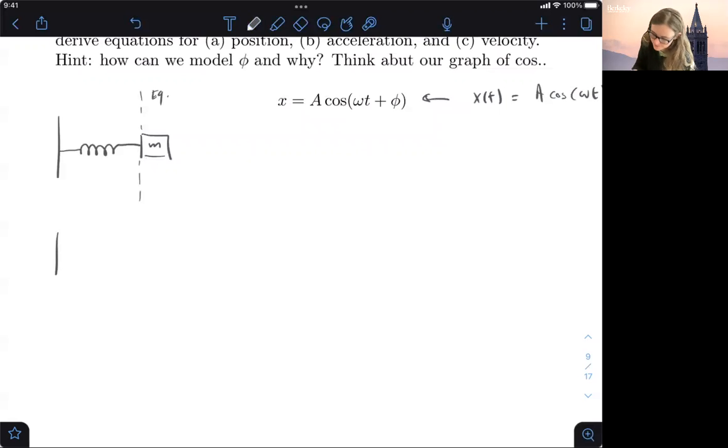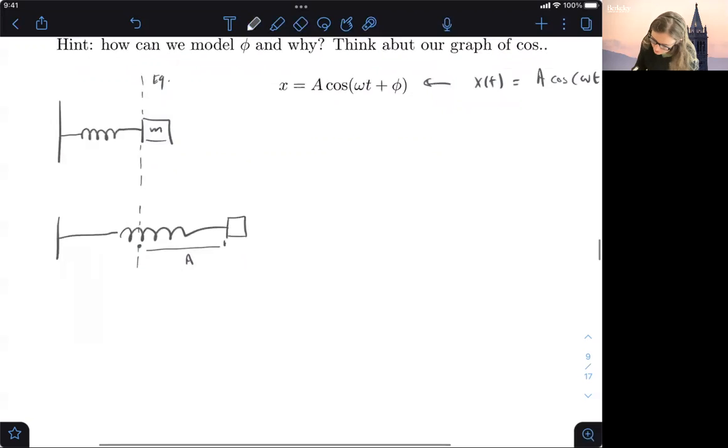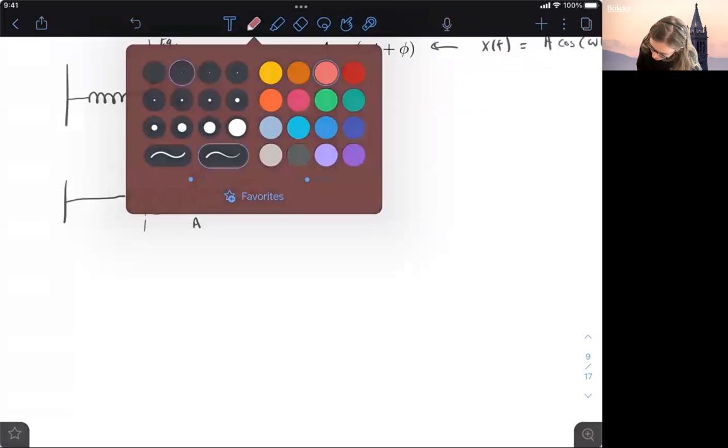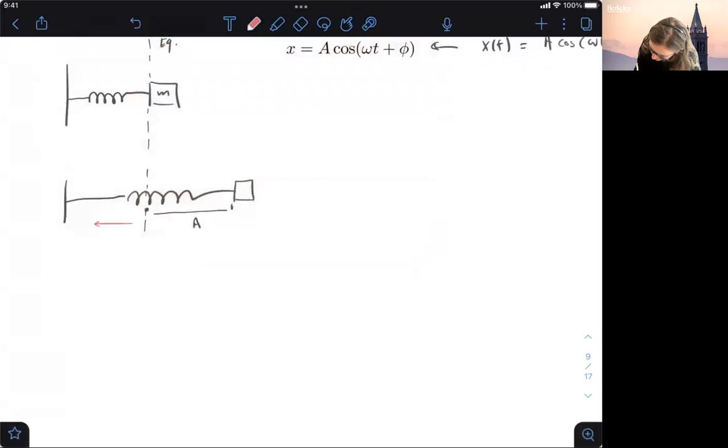That's my equilibrium point. Okay, and then I have it stretched right past the equilibrium point to some point that is some distance a away. So we're just going to measure this as the distance a, okay? And then I'm going to release it, and then it's going to oscillate back and forth by this positive or negative a, right? So it's going to go back and forth, okay?